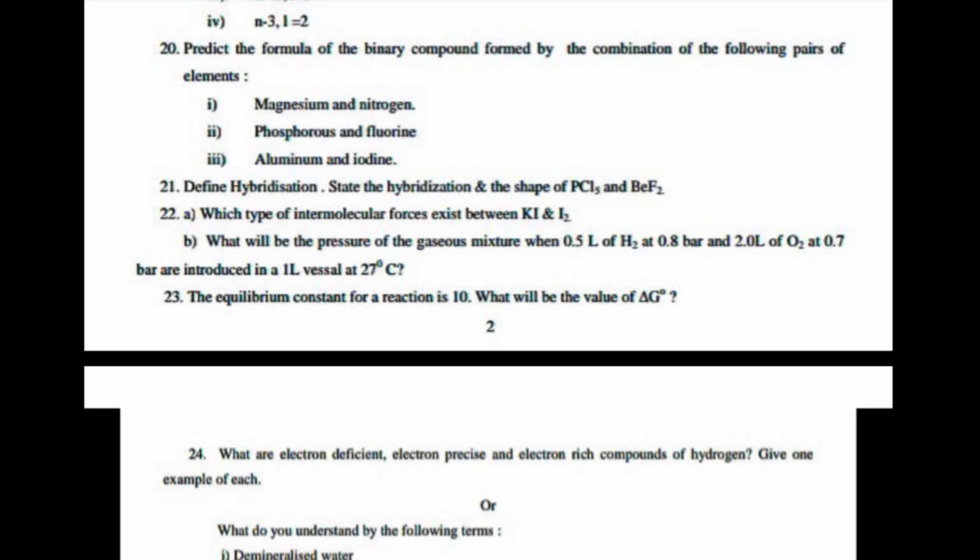Next, 21st, define hybridization. State the hybridization and the shape of PCl5 and BeF2. Hybridization is the intermixing of two orbitals of nearly the same energy to form new hybrid orbitals, and occurs among orbitals of the same element. The hybridization is sp3d and the shape of the molecule is trigonal bipyramidal.